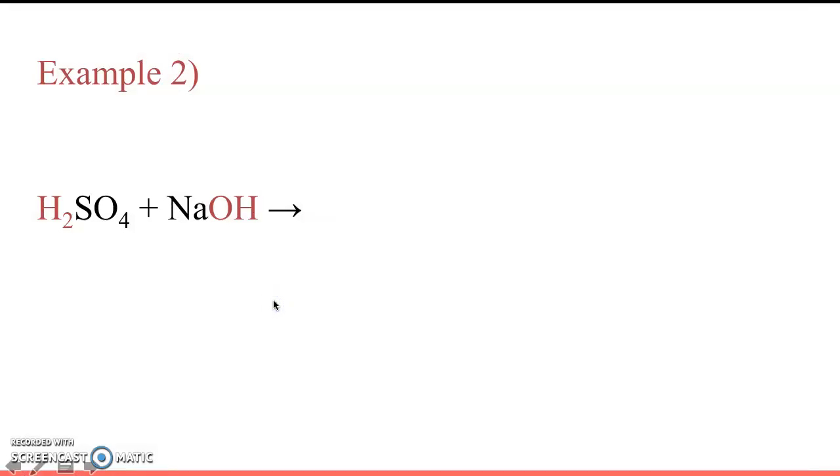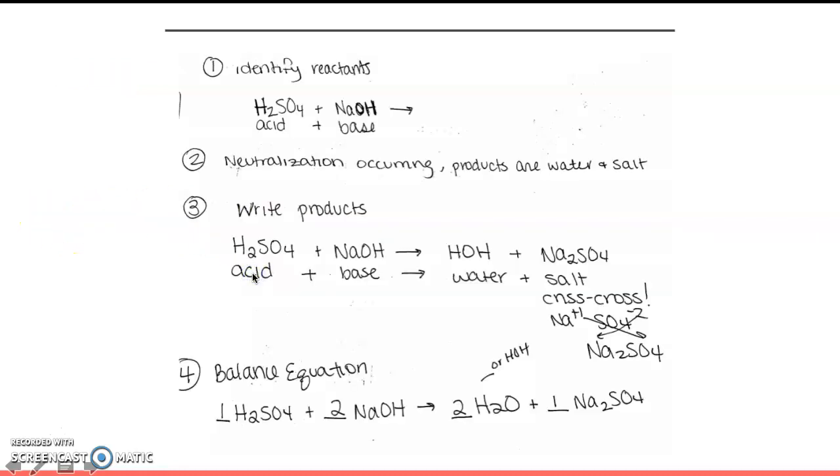Here's a second example. So we have sulfuric acid, H2SO4, and sodium hydroxide, an acid plus a base. So again, first thing here, just identify the fact you have an acid and a base. When you have an acid plus a base, realize neutralization is occurring. Our products are going to be a water and a salt. That is the bare minimum of what you need to take away from this presentation.